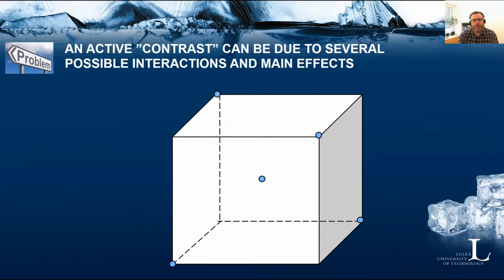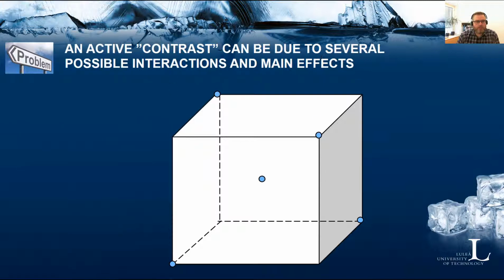The first problem you may encounter is that you have an active contrast that can be due to several possible interactions or a main effect, for example. So how can you solve this problem? Well, first of all, you can try to run a complete fold over, like this. So you add the missing points here in this cube, for example. Now this is recommended only for resolution 3 designs, because the complete fold over will increase the resolution from 3 to 4 in these cases.